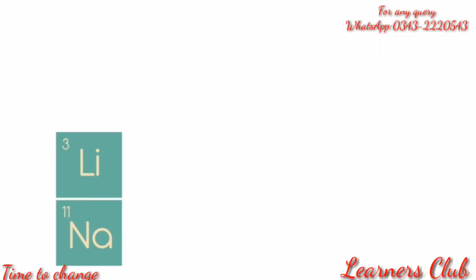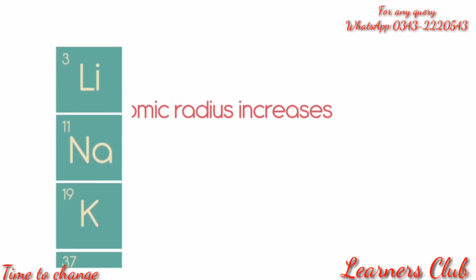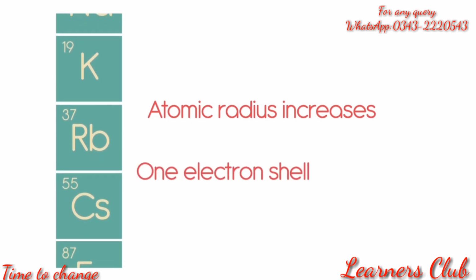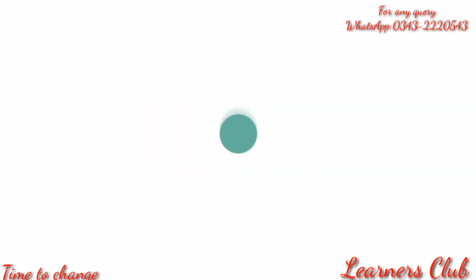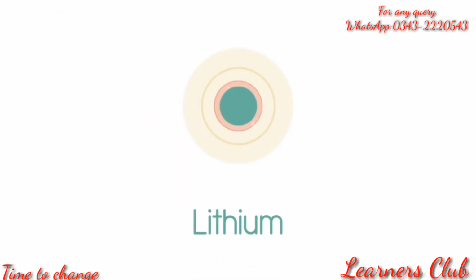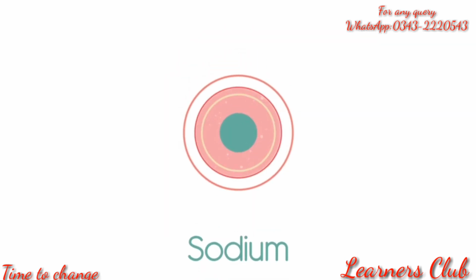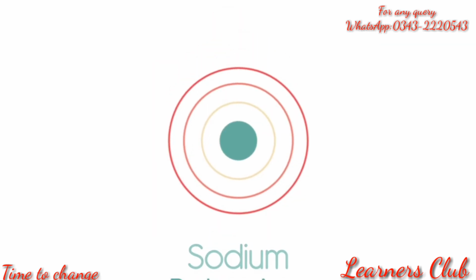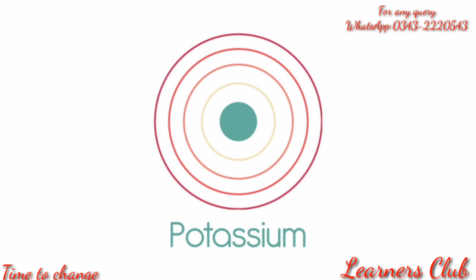Moving down group 1 of the periodic table, atomic radius increases by 1 electron shell. Lithium has 2 electron shells, sodium has 3 electron shells, potassium has 4 electron shells.